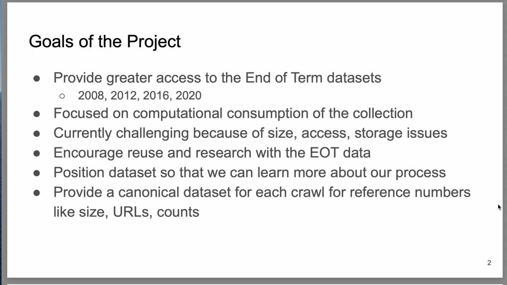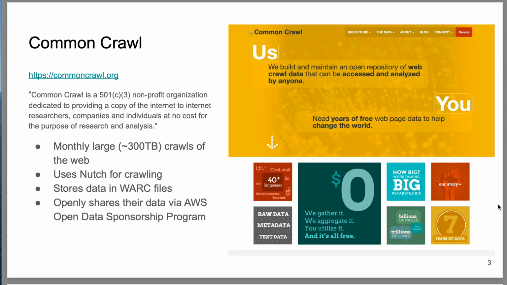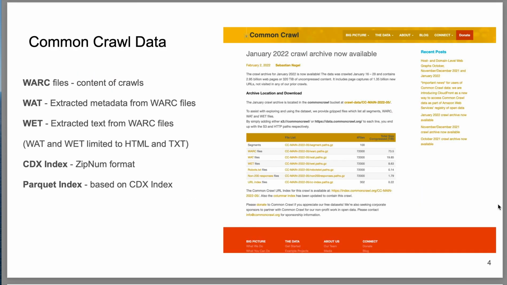But moving on, the framework that we used for this work is actually based on the work that Common Crawl has set up. And for those that don't know, Common Crawl is a 501(c)(3) nonprofit that's really dedicated to providing a copy of the internet for internet researchers. They do a monthly crawl of around 300 terabytes. They use Nutch for their crawling. They store their data in WARC formats, and then they openly share that content through Amazon Web Services' Open Data Sponsorship Program. The web crawl data is familiar content formats for us in the web archiving community.